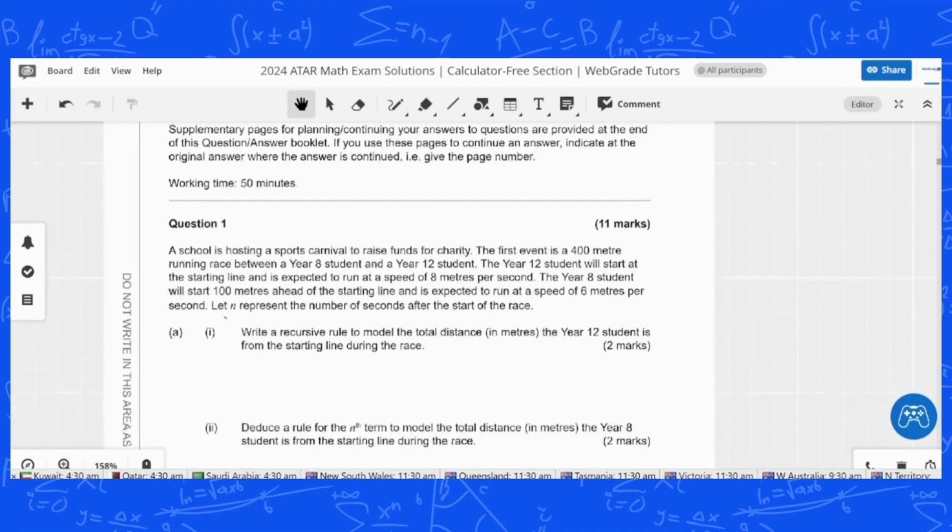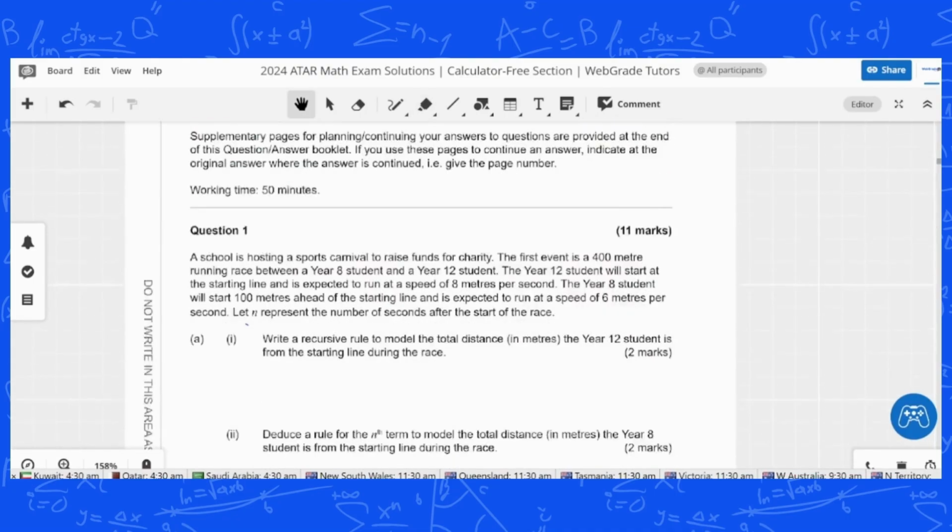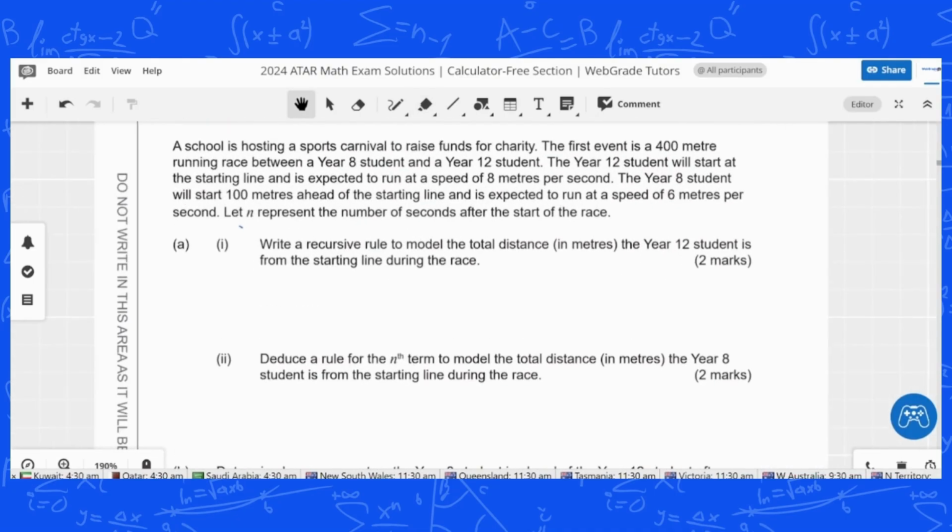You can see this is the calculator-free paper, with 35% for 54 marks. And this question is from the 2024 exam. This is question number 1 you can see here.